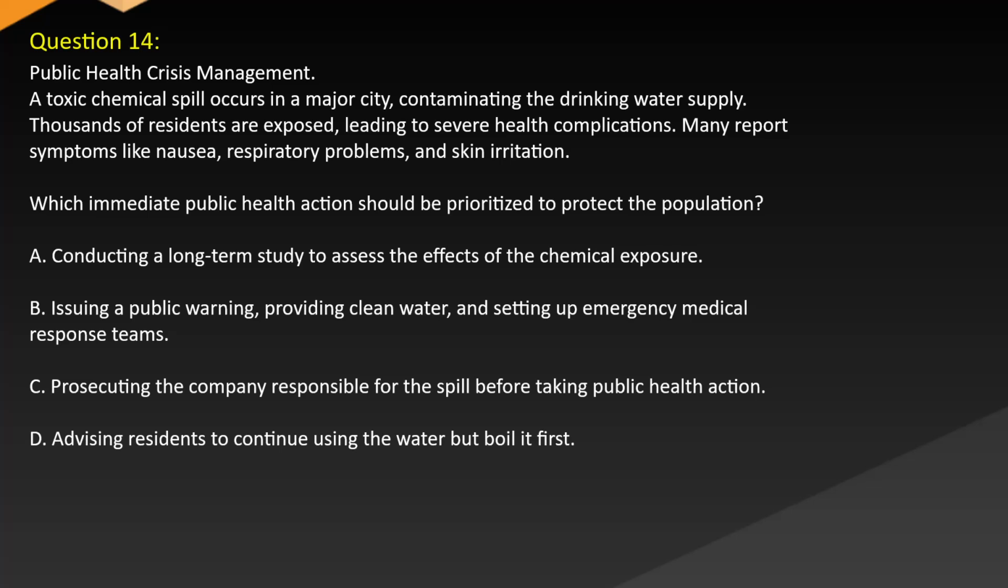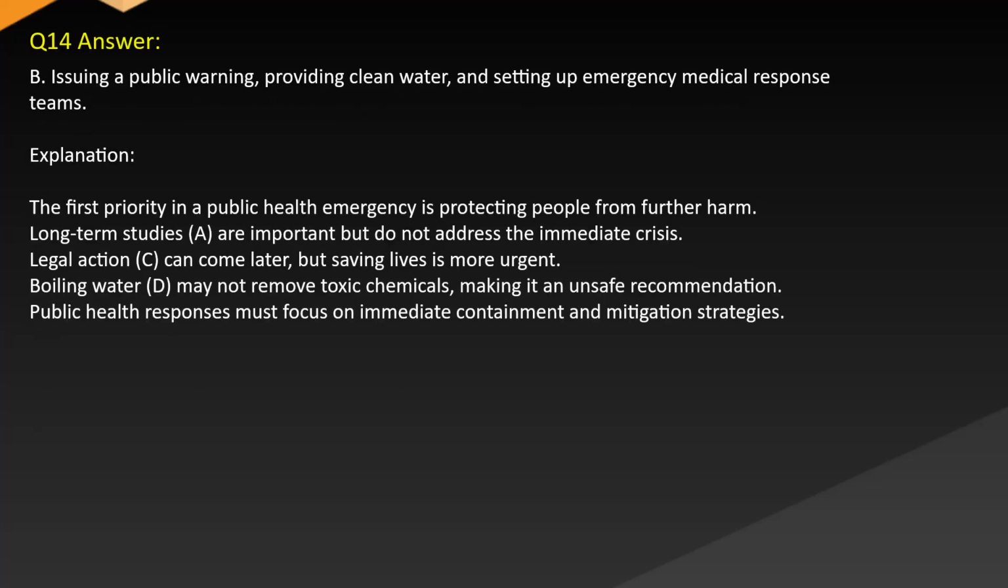A. Conducting a long-term study to assess the effects of the chemical exposure. B. Issuing a public warning, providing clean water, and setting up emergency medical response teams. C. Prosecuting the company responsible for the spill before taking public health action. D. Advising residents to continue using the water but boil it first. Answer B. Issuing a public warning, providing clean water, and setting up emergency medical response teams.